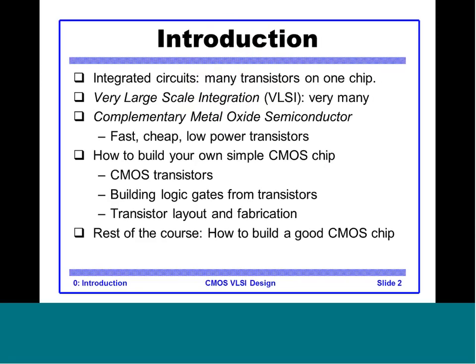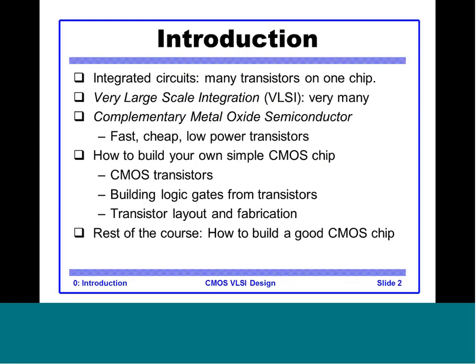So we are looking at integrated circuits, which means there are many transistors on one chip. Very large scale integration, in today's world, means billions of transistors on a single chip. The most popular technique for manufacturing VLSI circuits is complementary metal oxide semiconductor, in short form called CMOS. Why is it most popular? Because it's fast, it's cheap, and it has low power.